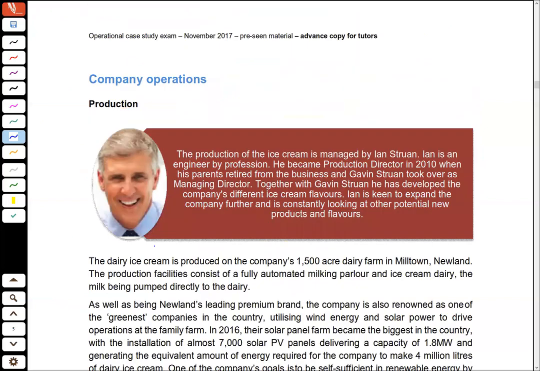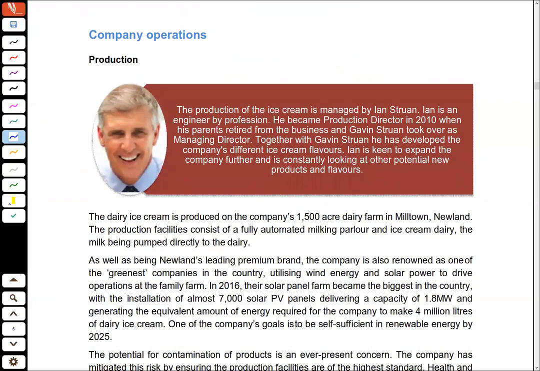We then have further information about each of the company directors in terms of their role. So we've got the production element, where we have the ice cream production managed by Ian, who is an engineer by profession. He's been there since 2010 as the production director when his parents retired. Together with Gavin, he has developed the company's different ice cream flavours, and Ian is keen to expand the company further, and is always looking at potential new products and flavouring.